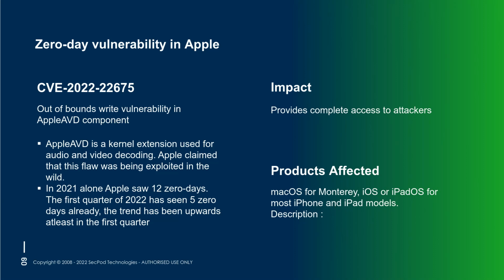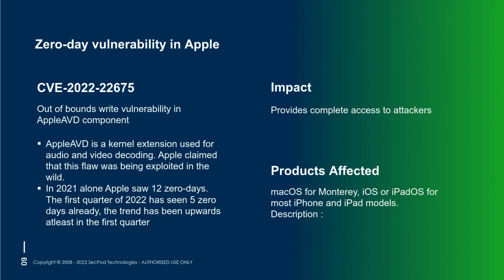So a lot of us believe that Apple operating systems are pretty safe. But again, we did see multiple 0 days in Apple in 2021. The count was around 12, and now again in the first quarter of 2022 we already see 5 zero days that are open, and for sure going forward this trend might go upwards. In this particular vulnerability, which is 2022-22675, it is an out of bounds write vulnerability in the Apple AVD component.